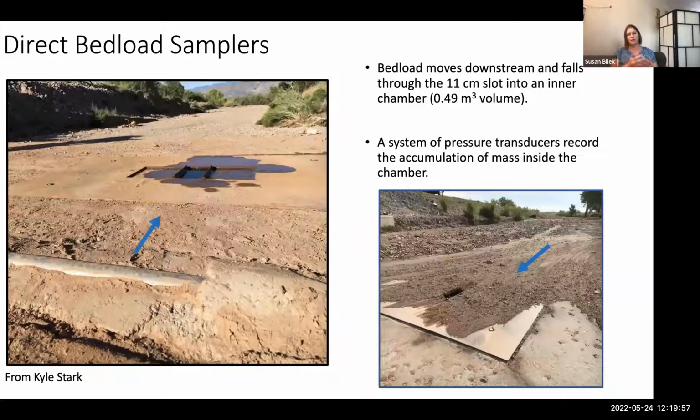So within the channel, you can see what it typically looks like, dry. At the slot sampler, you can see one of them right here. During floods, the bedload is carried downstream, and the blue arrow is pointing in the downstream direction. That material will flow and then fall into the slot. That's an open slot, 11 centimeters long. That material will fall into the steel chamber below. Within the chamber, we have pressure transducers that record the mass accumulation over time, so it gives us a record of the bedload transport. The picture on the right shows the state of the channel after a flood has come through, and you can see the associated sediment deposit left there after the flood.